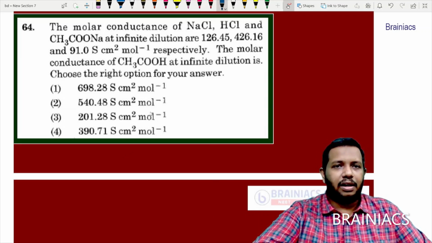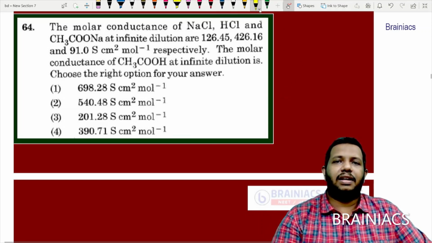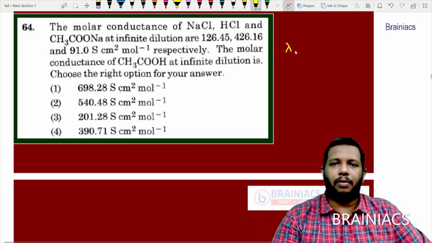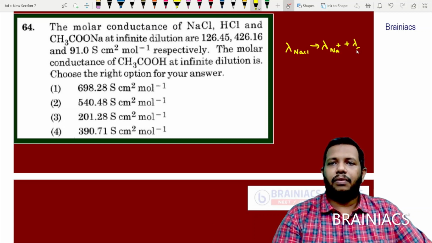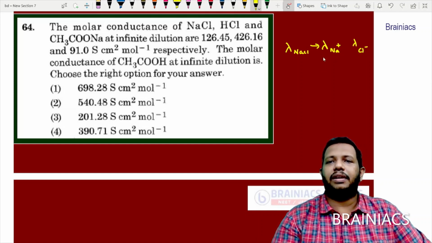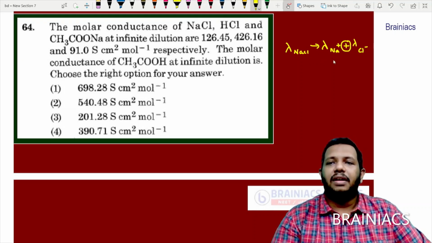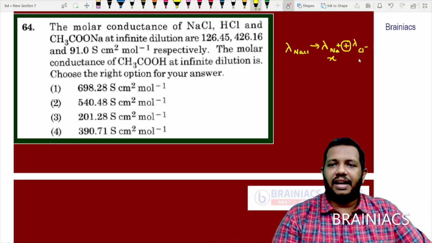They are telling the molar conductance of NaCl. So let's split it up and write it. For NaCl, the molar conductance can be split into Na plus and Cl minus. Let us assume, in a plus sign like this, that Na plus is X and Cl minus is Y.